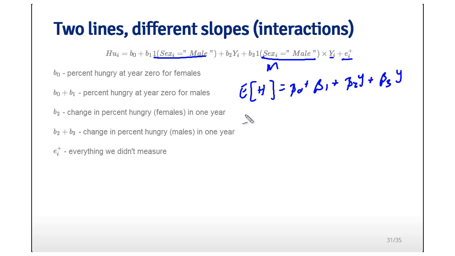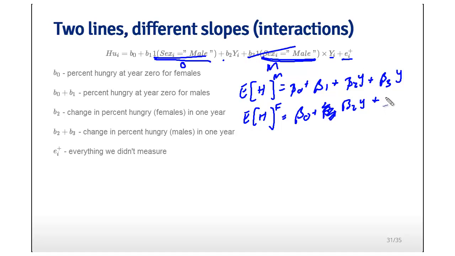And then our expected value of h when they're female is beta naught plus beta 2 y. The beta 1 is not there because that would be 0 for females, so that beta 1 is gone. And then beta 3, this guy would be 0 for females, so that guy would drop out, and so he wouldn't be there either.